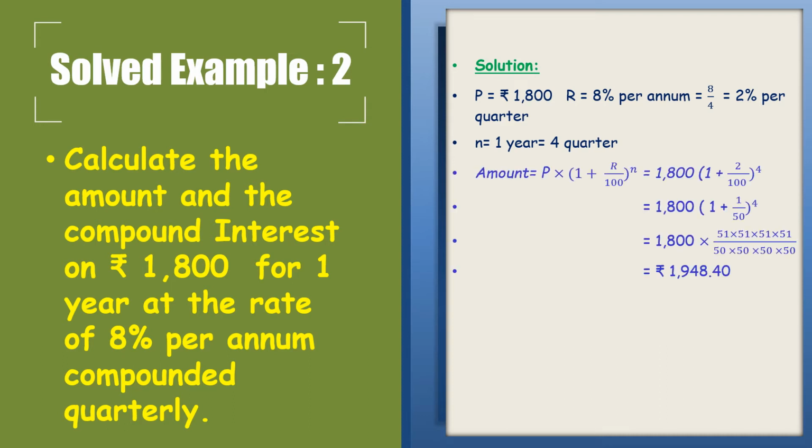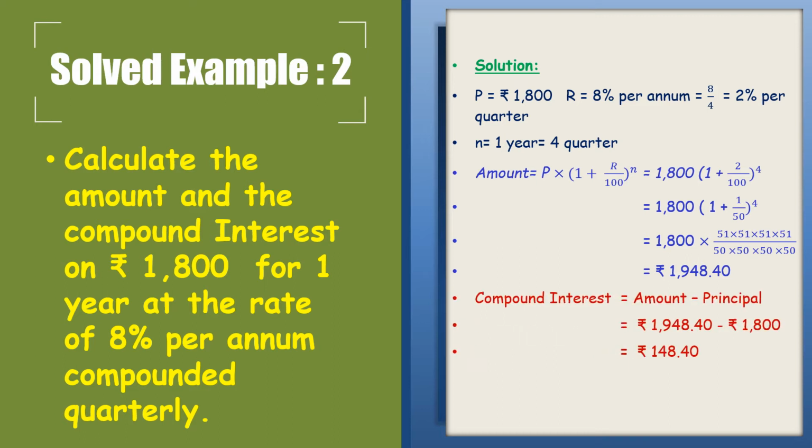So the amount is given by the formula P into 1 plus R by 100, the whole raised to n. So that's equal to 1,800 into 1 plus 2 by 100, the whole raised to 4. The lowest term of 2 by 100 is 1 by 50. So it is changed as 1,800 into 1 plus 1 by 50, the whole raised to 4. After taking the LCM and doing the calculation, we get the amount as rupees 1,948.40.